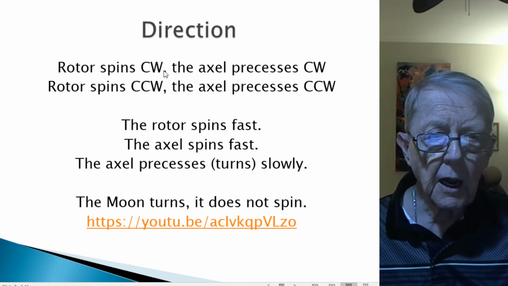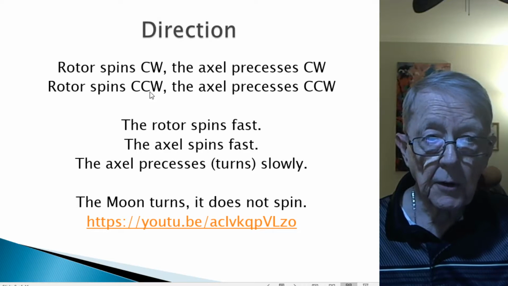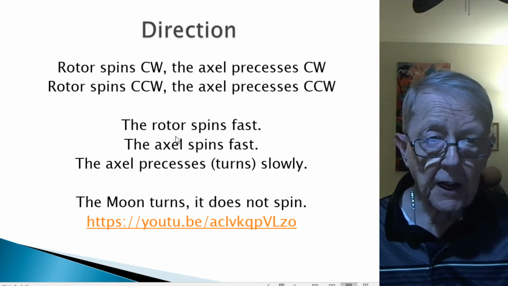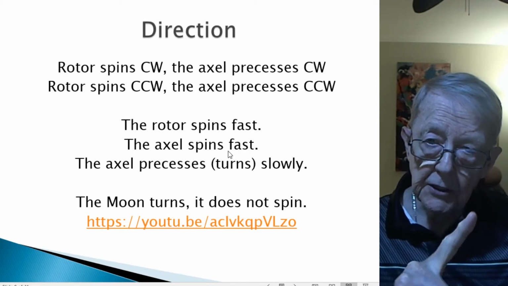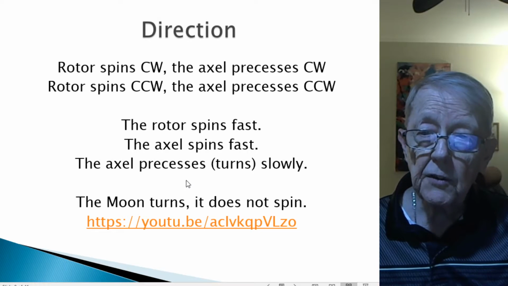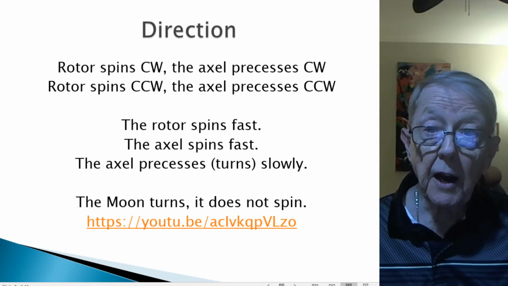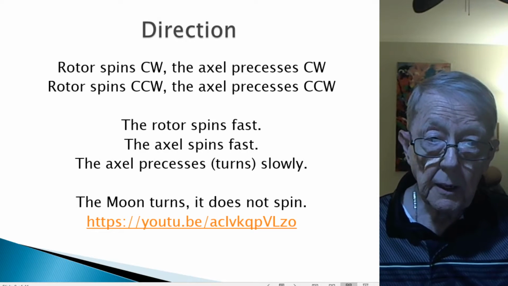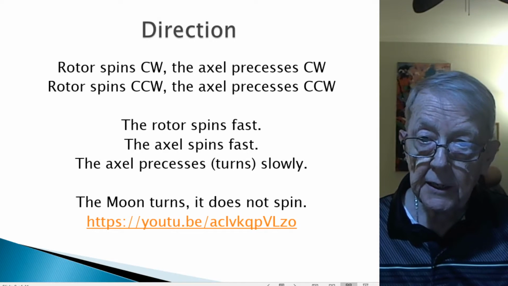The rotor spins clockwise, the axle precesses clockwise. The rotor spins counterclockwise, the axle precesses counterclockwise. The rotor spins fast. The axle itself spins as fast as the rotor, but it precesses very slowly. Gyroscopes here can be 10, 12,000 RPM, and you've got something that's going around maybe 10 times a minute.